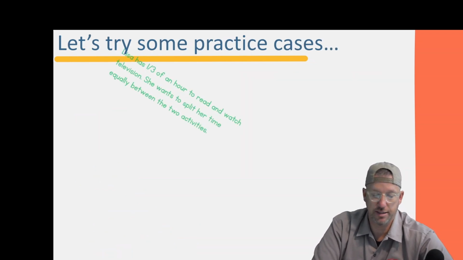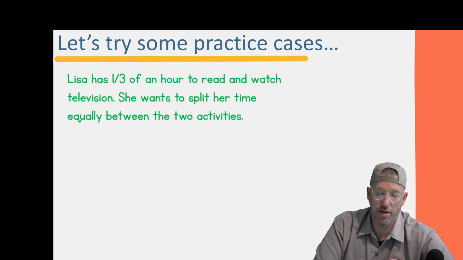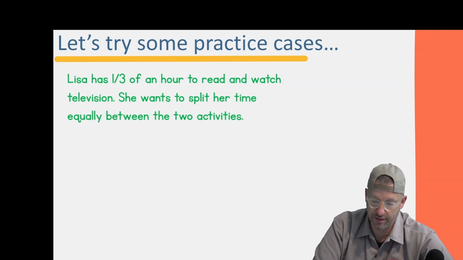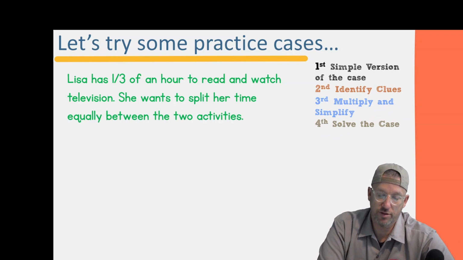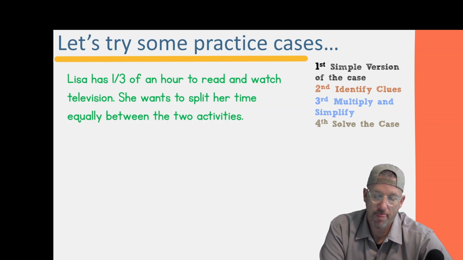So let's try a couple cases. All right, so Lisa has 1/3 of an hour to read and watch television. She wants to split her time equally between the 2 activities. Okay, so let's simplify the case. Lisa has 1/3 of an hour to read and watch television. Well, if she has 1/3 of an hour, what do we do with that? Well, Lisa has some time to read and watch television. She wants to split it equally. There we go. That's our simple version.